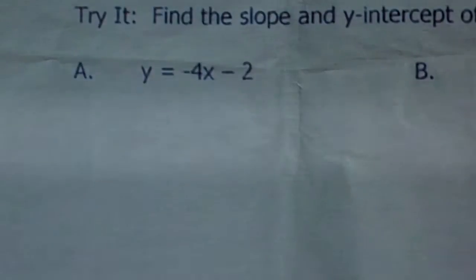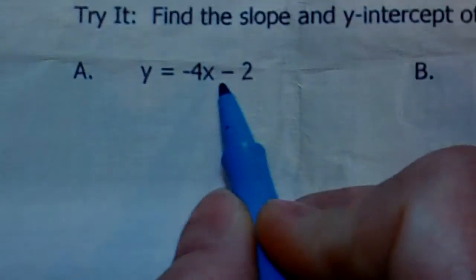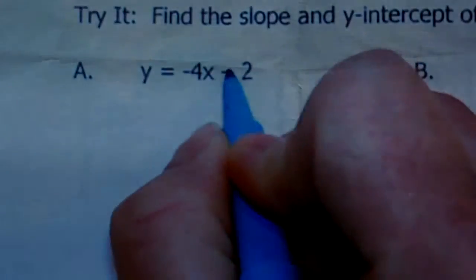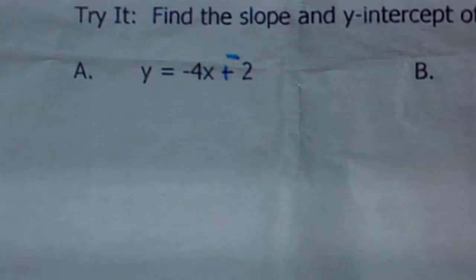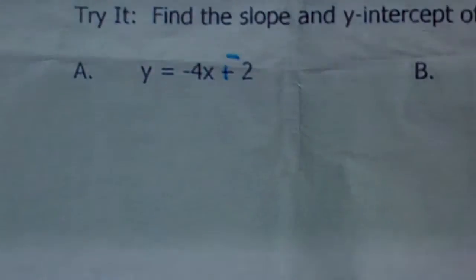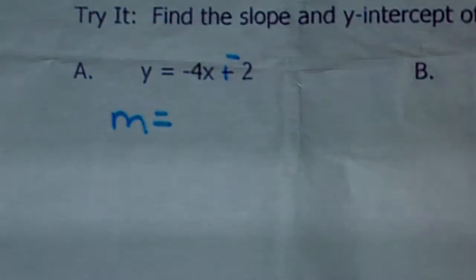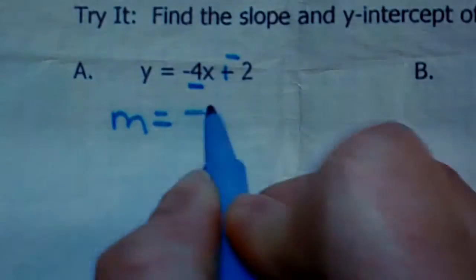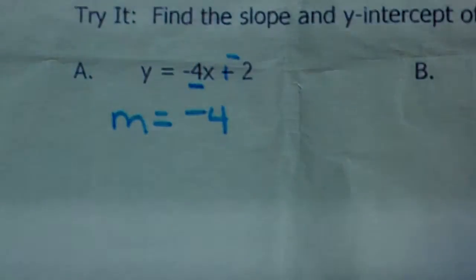All right. So here I have y equals negative 4x minus 2. I'm still going to want you to get in the habit of adding the opposite here, because otherwise we might think the b is something that it's not. So take a look. In this equation, the slope, or m, we can refer to the slope as m, it's the coefficient of x, and yeah, the number in front of the x is negative 4. That makes my slope negative 4.